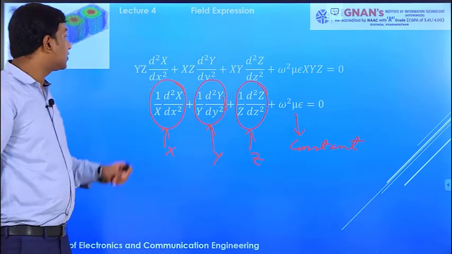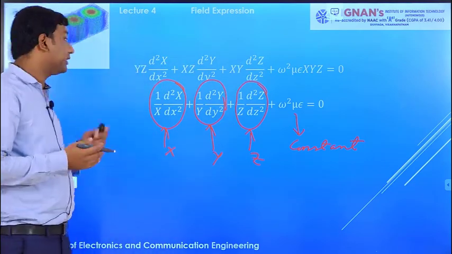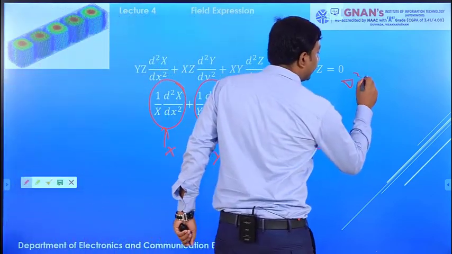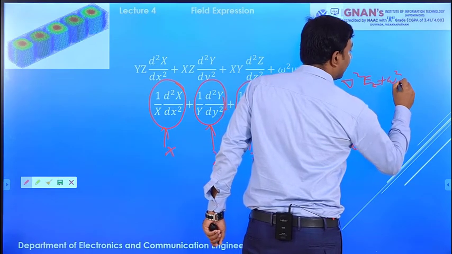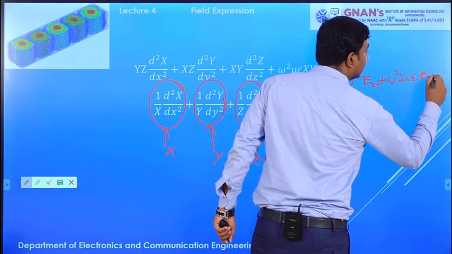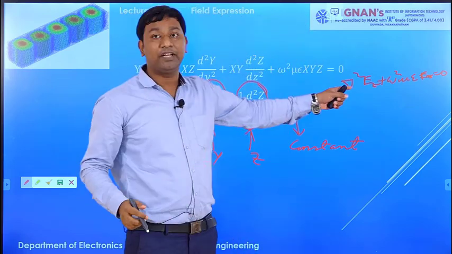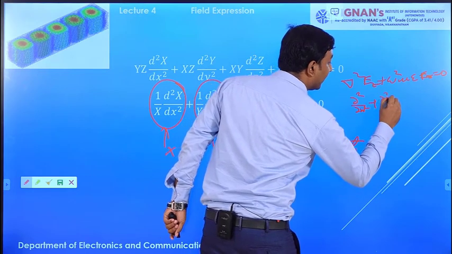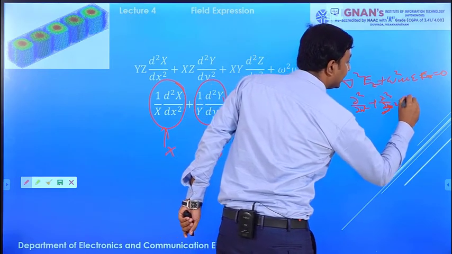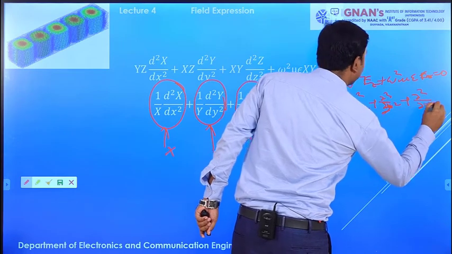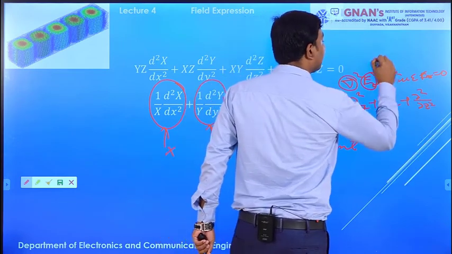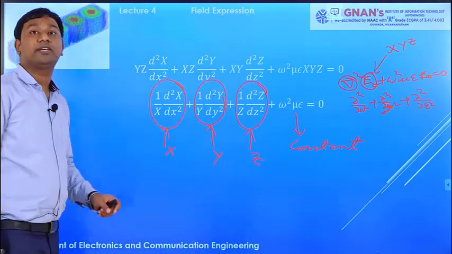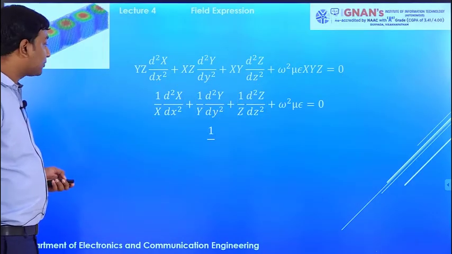Clear? So first we started from the Helmholtz equation, that is del square Ez plus omega square mu epsilon Ez equal to 0. Then we put the value of del square as d square by dou x square plus d square by dou y square plus dou square by dou z square. Later on we placed the value of Ez, that is XYZ. Then we reach this equation. Now coming to the next point.